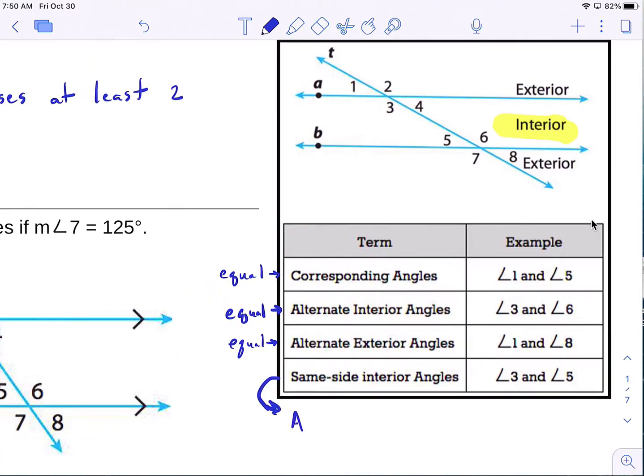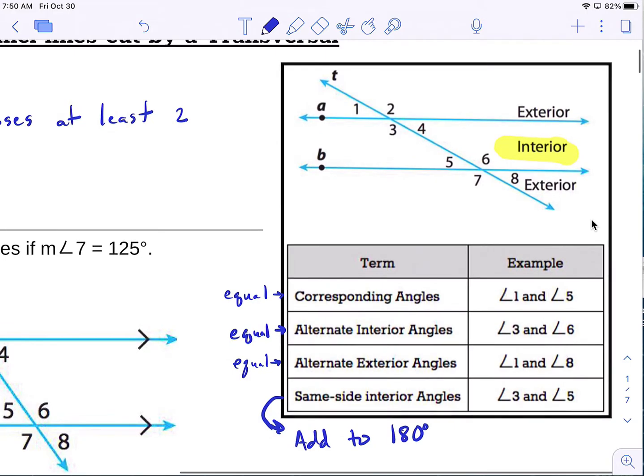And that is that they add to 180. Same side interior angles add to 180. So angle 3 and angle 5, if I add those two angles together, they have to equal 180 degrees. Angle 4 and 6, if I add those together, they have to equal 180 degrees.